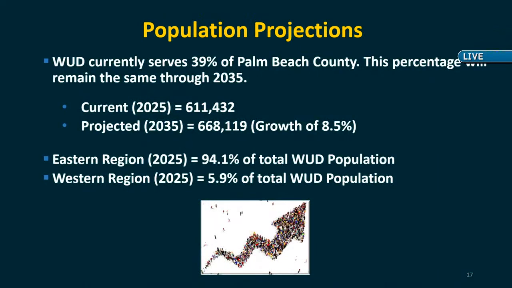So population projections. Water Utilities Department currently serves almost 40% of Palm Beach County, and this percentage will remain the same through 2035. The current population served is a little over 611,000 and is projected to increase to almost 670,000, with approximately 94% of the population living in our eastern region and then about 6% being served in the western region population.